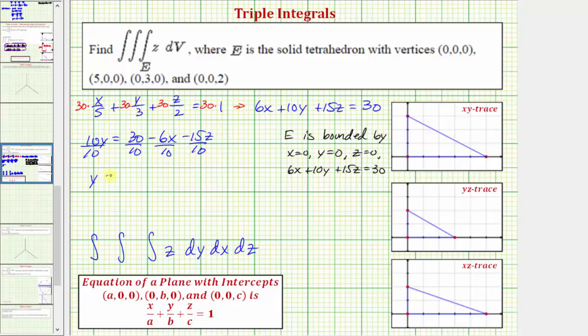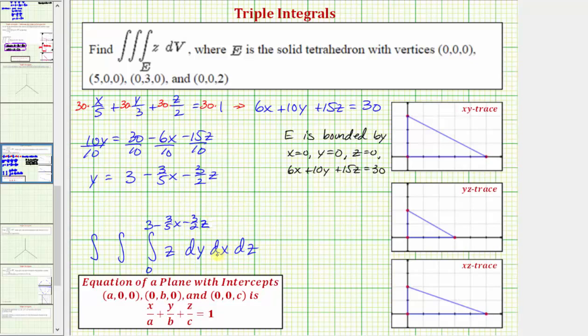Simplifying, we have y equals 3 minus 3/5 x minus 3/2 z, which means the limits of integration for y are going to be from 0 to 3 minus 3/5 x minus 3/2 z.